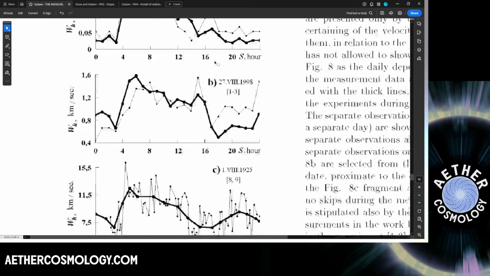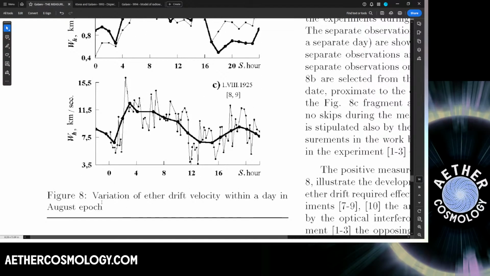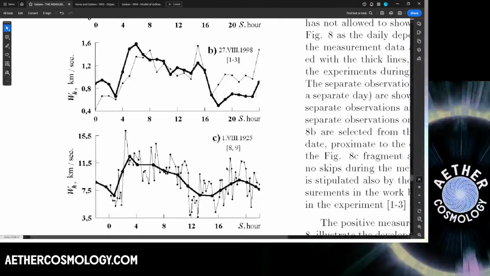All right. So, figure 8, variation of ether drift velocity within a day in August. There you go. There's a space effect.